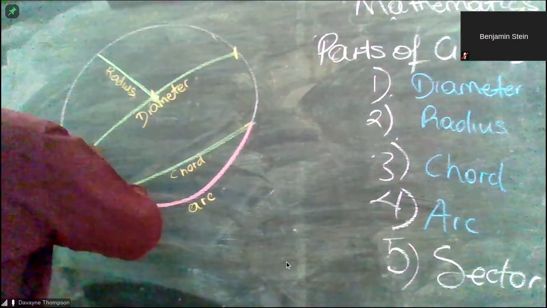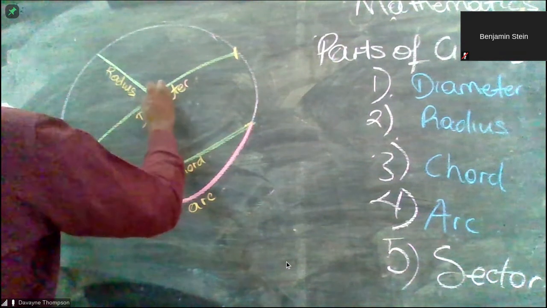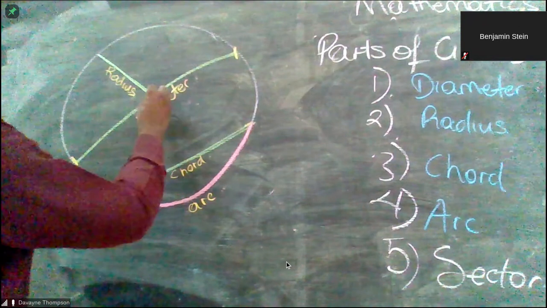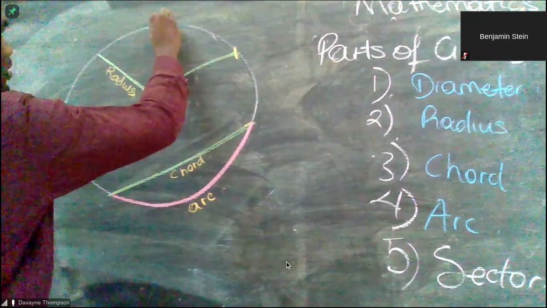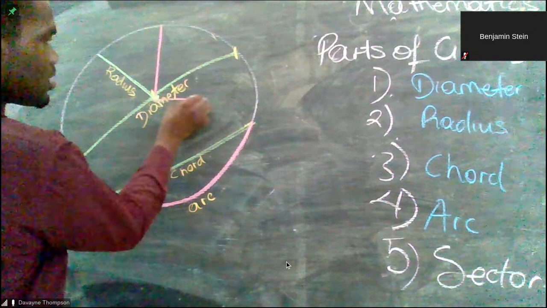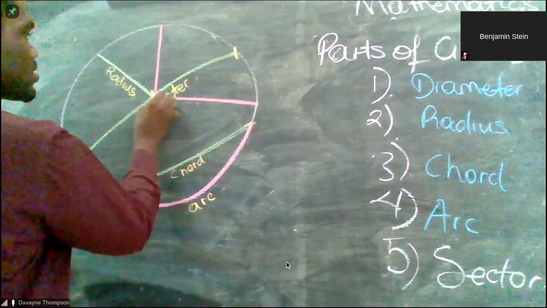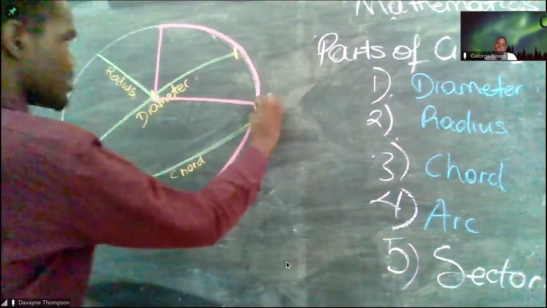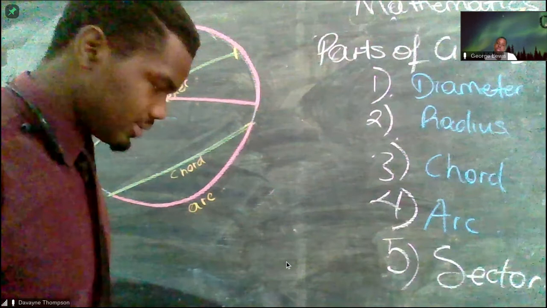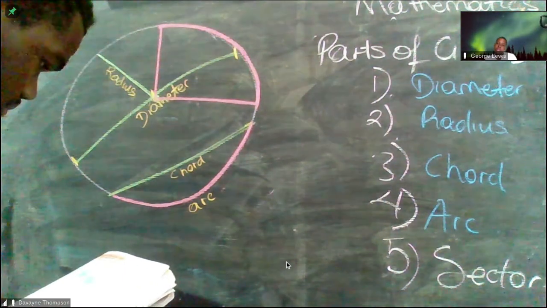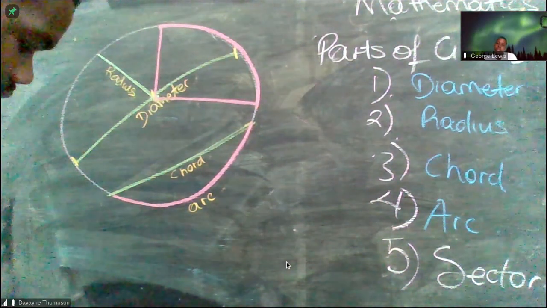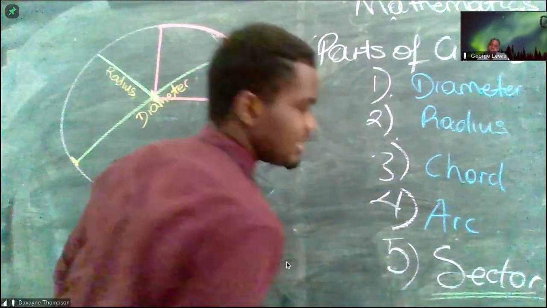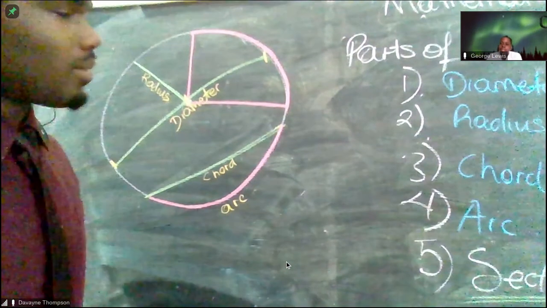Let me give you an example of a sector. Let's say that I am looking at a quarter of the circle. How would that look? Wouldn't that be a quarter of a circle? So therefore, a sector is a combination of some things. It's a combination of a radius.